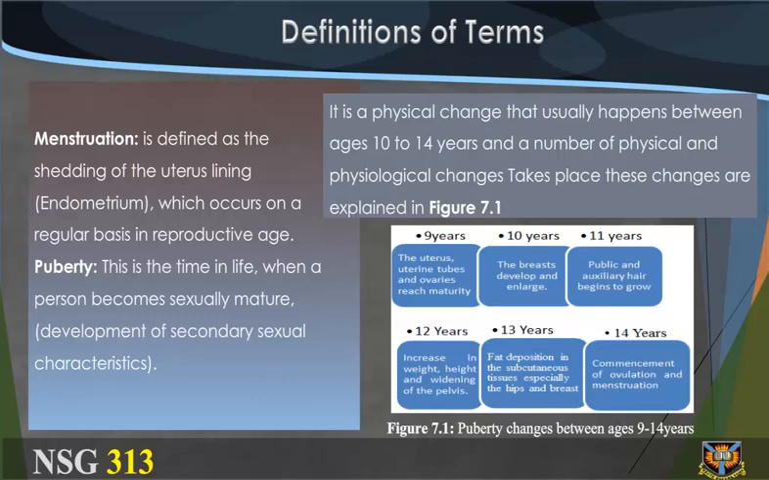13 years, fat deposition in the subcutaneous tissue, especially the tips of the breast. 14 years, commencement of ovulation and menstruation. Puberty changes between ages 9 to 14 years.